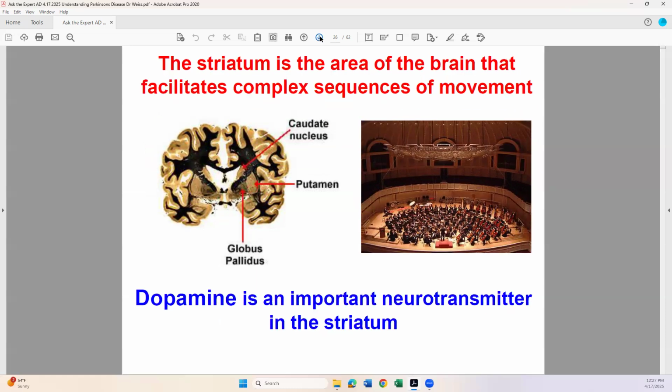And it turns out that back in the 1960s, a new neurotransmitter called dopamine was discovered, and it turns out that dopamine was a very important neurotransmitter in the striatum, this part of the brain that's malfunctioning in Parkinson's disease.